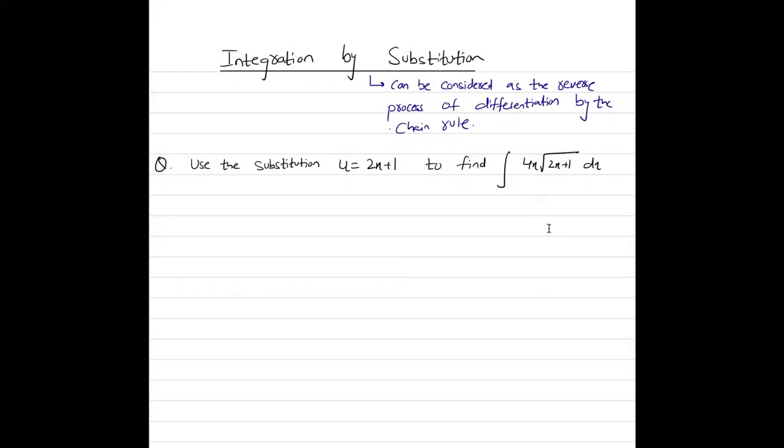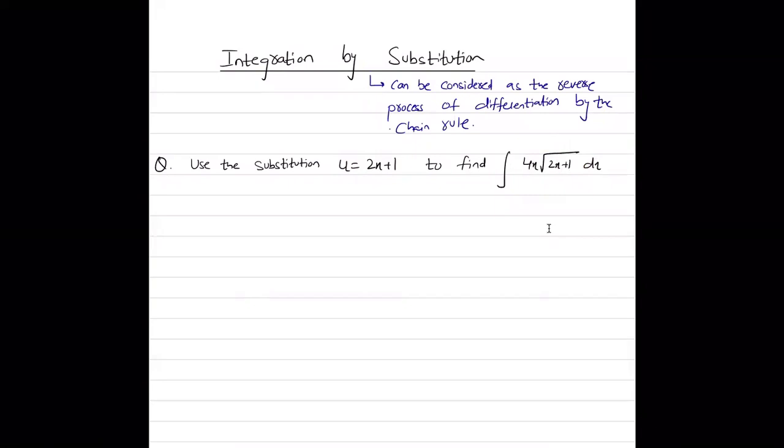The only thing you should be careful about is that the integral must be completely written in terms of the new variable. So see question number 1, which says use the substitution u equals 2x plus 1 to find the integration of 4x square root of 2x plus 1 dx. If the question wants me to substitute 2x plus 1 with u, I'm going to replace this with u. But before integrating, I'll have to convert every x term into u. So this entire integral must not have x in it. It must have only u.